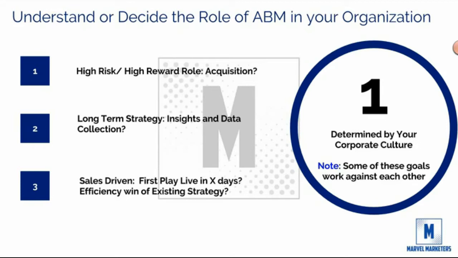A longer term strategy, these are my favorite clients, is when we know that this stuff takes a long time. We actually don't know a lot about our organization right now. So we're going to use phase 1 of our ABM adoption to really understand what our ABM strategy should be. Notice it's very difficult for you to have strategy 1 and strategy 2 as your goals because you cannot be patient with acquisition. Third of all, you could have a sales-driven role of ABM in your org.